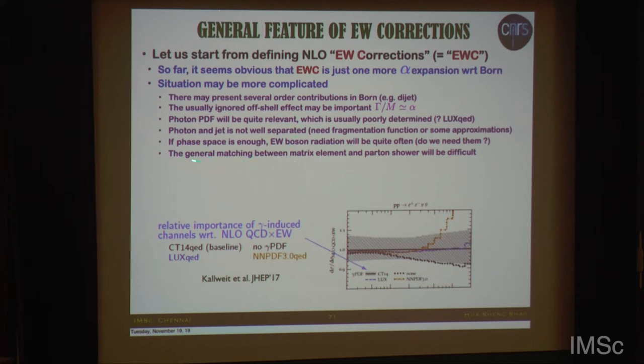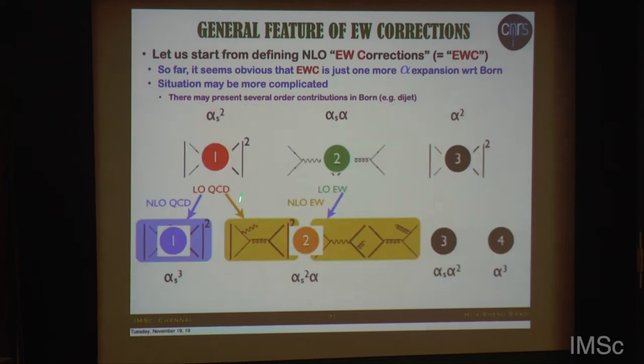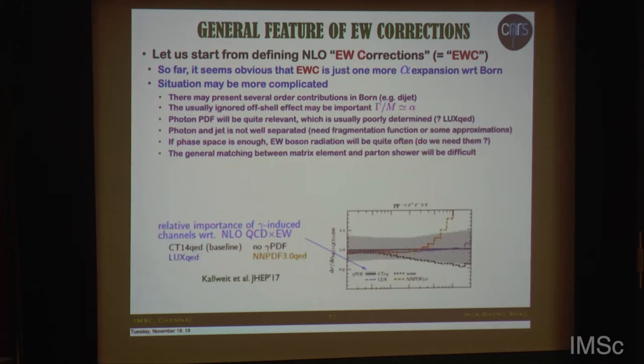And the last point I would say is that the general matching between the matrix elements and the parton shower is difficult. This difficulty is very simple, because if you're asking for the QCD corrections only, it's fine, because as mentioned yesterday, typically your underlying Born is always something squared, right? However, if you're asking for both QCD and electroweak, your underlying Born could be from interference. And the parton shower picture is typically a classical picture, right? It's not a quantum, it's not an interference picture, right? So it's very hard in this way to have a general matching between the matrix element and the parton shower if you have both QCD and electroweak corrections at the same time.